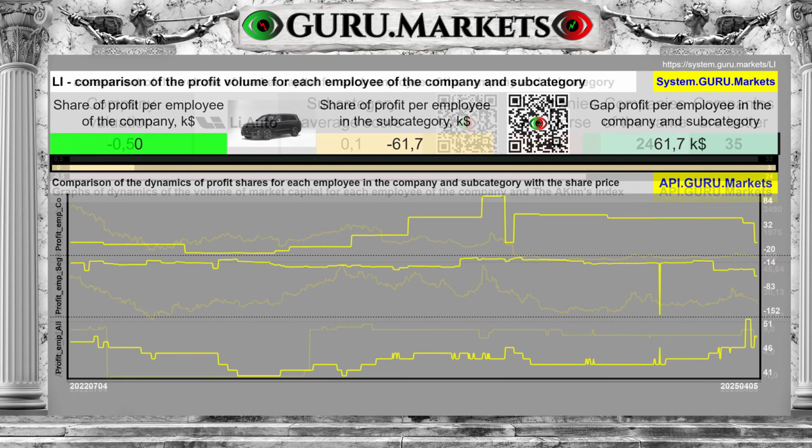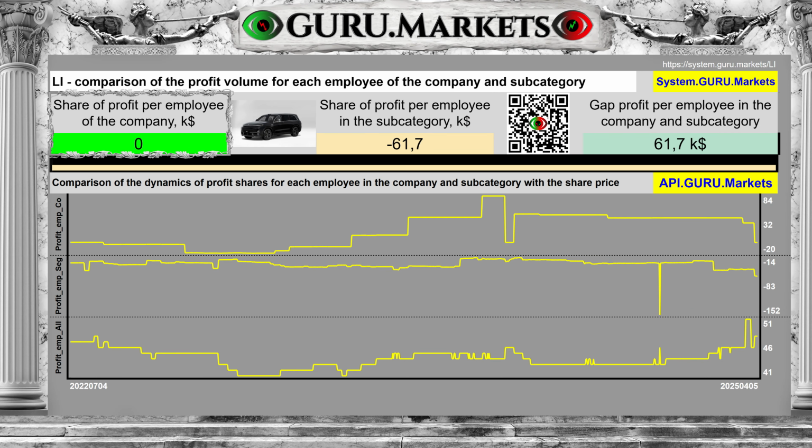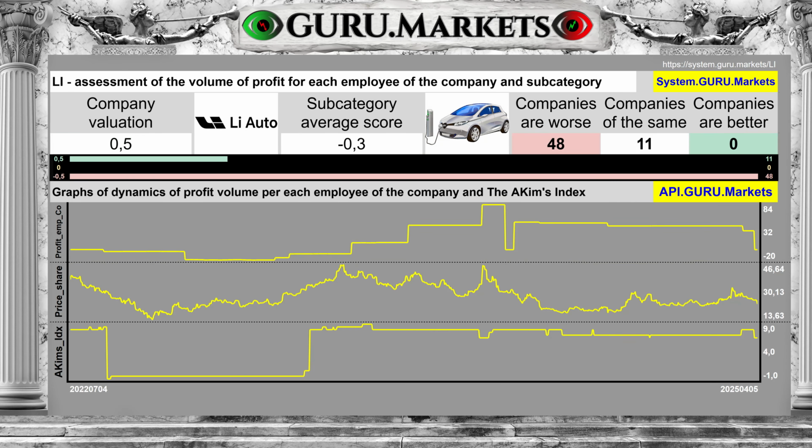The company's profit per employee is $0,000, with the average in the subcategory minus $61,700. And the difference between the average for the subcategory and the company's indicators is $62,000. Assessment of profit per individual employee in comparison with indicators in the subcategory: good, 0.5 points.